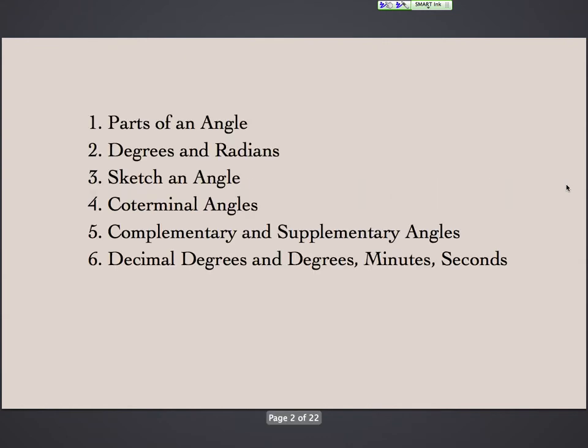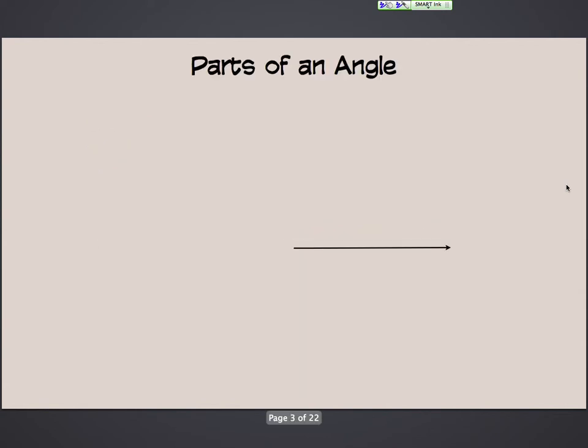This is what we're going to look at mainly today. We're going to look at parts of an angle, look at degrees, and maybe sketch an angle. We'll get to the rest of it on Monday. Number 5, we already talked about, so we're good to go. You should know what complementary and supplementary are. As for some of the other ones, we'll start today and get to the rest on Monday. All right, parts of an angle.